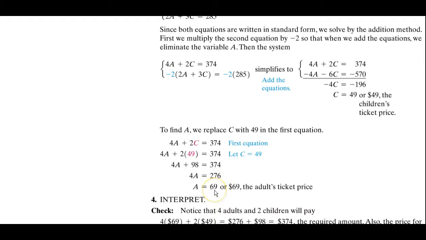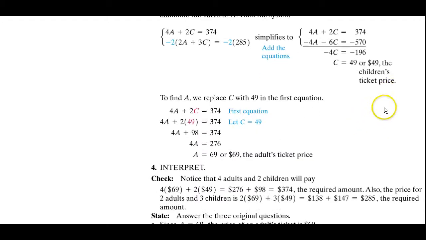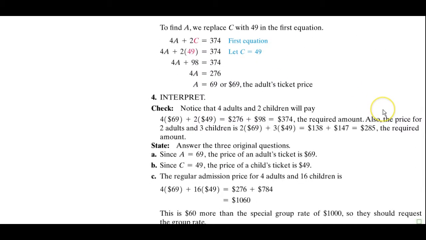Now notice you're asked, what are the prices of the tickets? So be sure to say that the adult is 69 and the child's price is 49. And of course these are in dollars. And if you were to check it, everything would match.